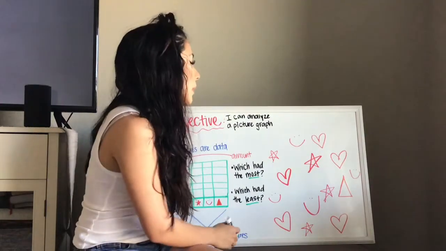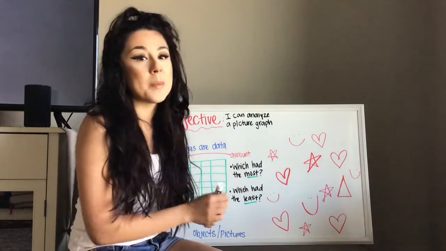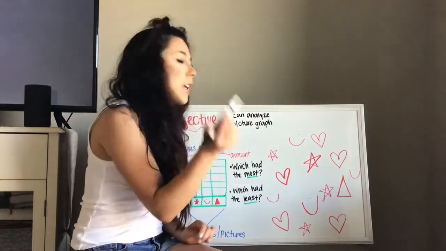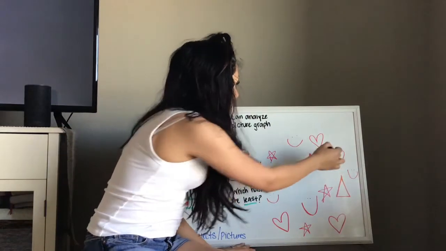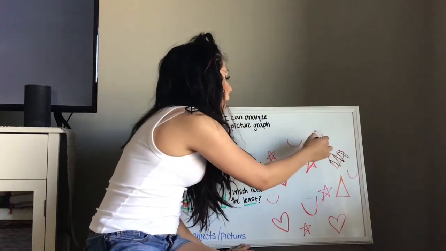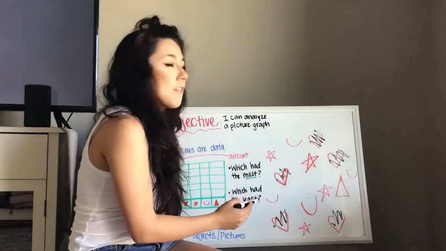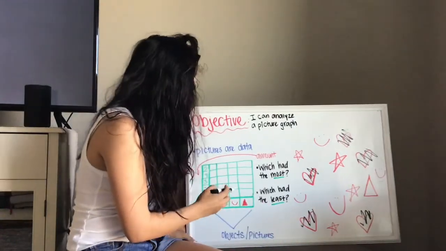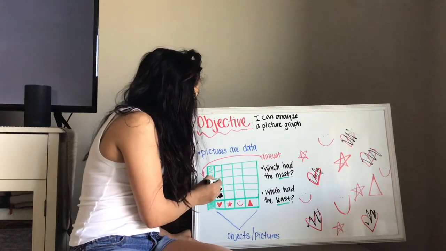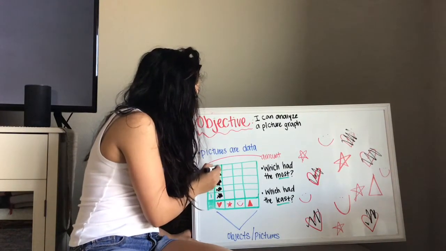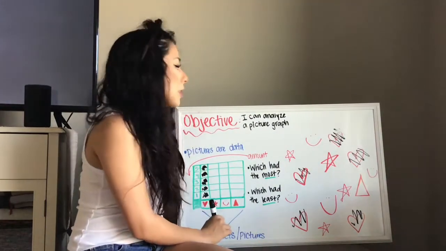So let's go ahead and start with the heart. Every time I see a heart, I'm going to cross it off, and then I'm going to mark how many hearts we have in our picture graph. Let's go ahead and count with me. 1, 2, 3, 4, 5. We have 5 hearts. So I'm going to go through and color it in. 1, 2, 3, 4, 5. Good job.